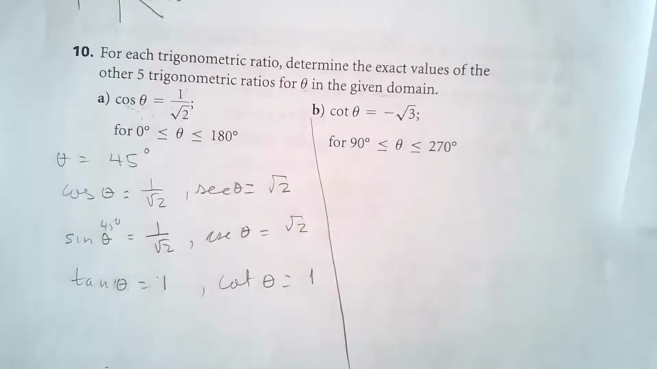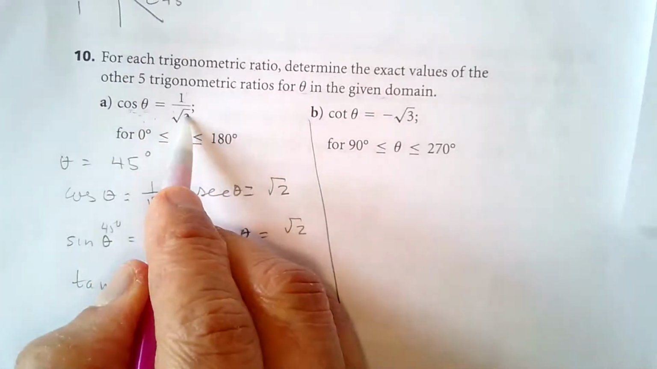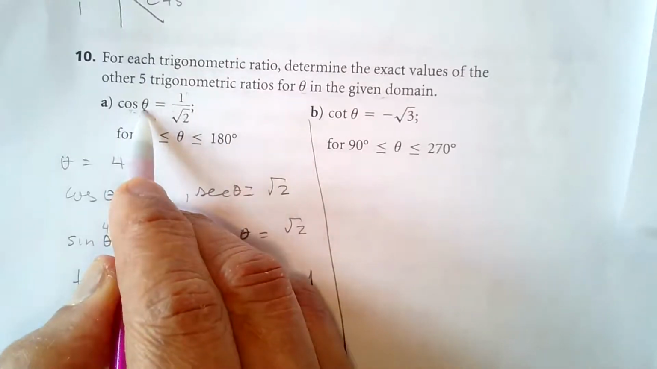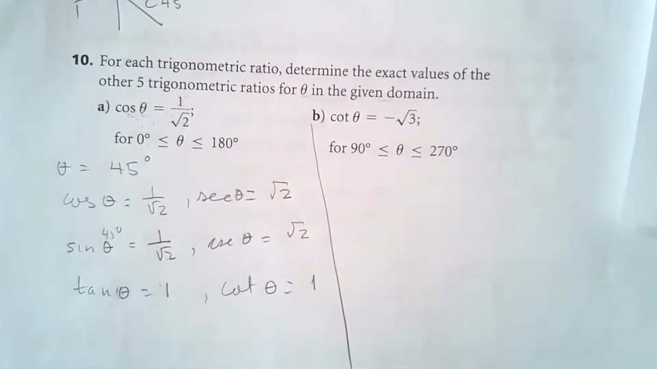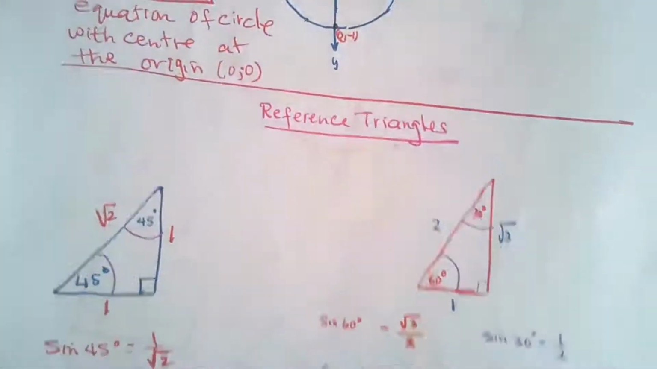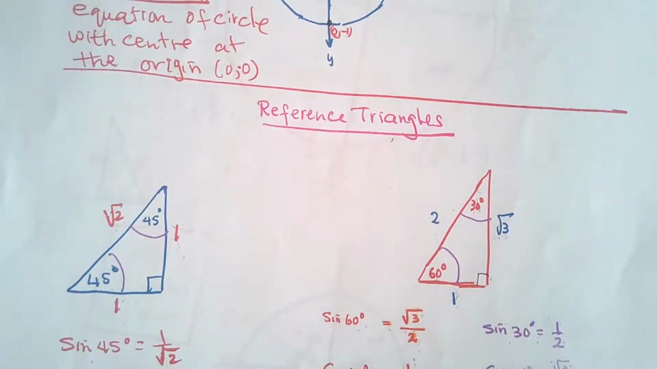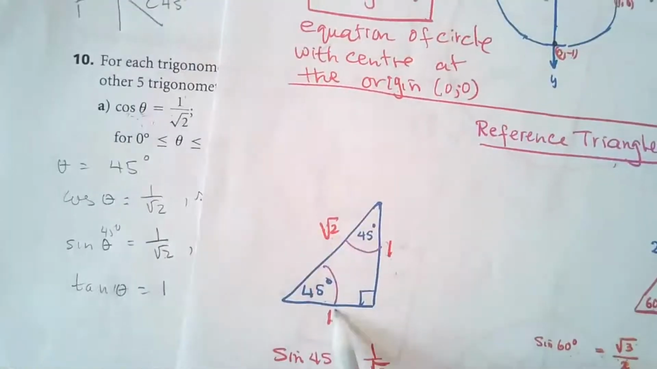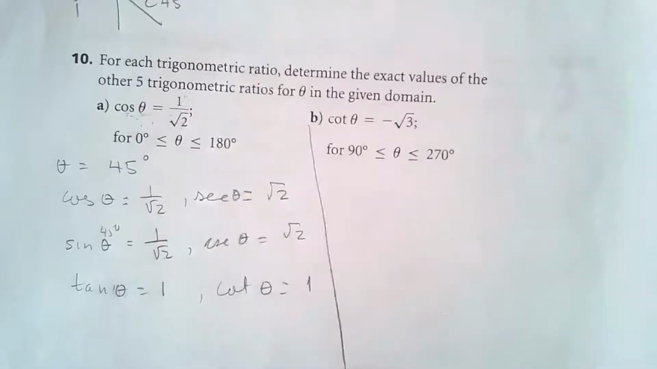So you're given the domain, you're given the value, but not the angle. The ratio you're given, the 1 over, and that's where you need your reference triangle. 1 over root 2 is 45 degrees. So cosine is adjacent over hypotenuse, 45 degrees.